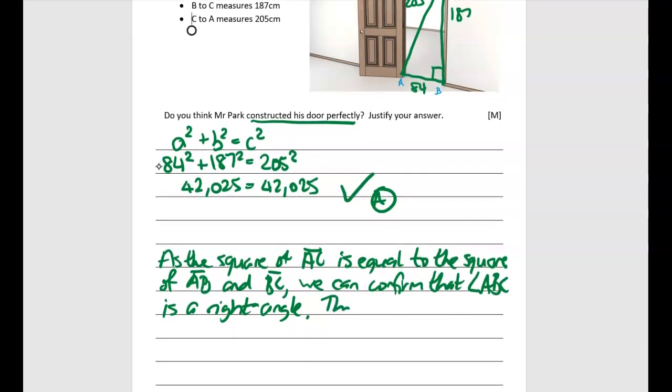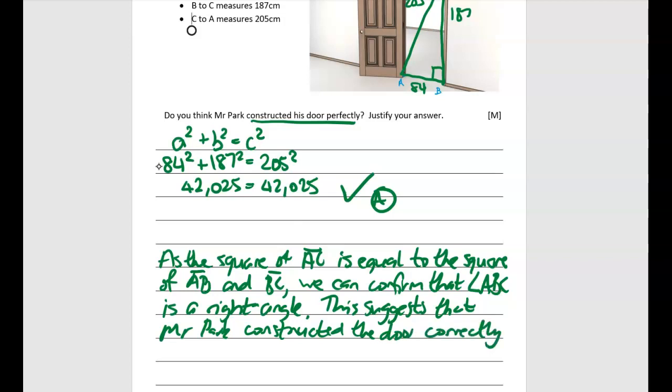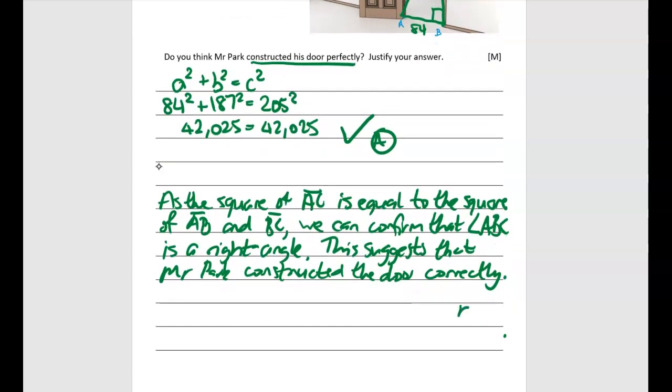This suggests, so now we're linking it back to Mr. Park. So what does this tell us, or what does this tell Mr. Park? This suggests that Mr. Park constructed the door perfectly or correctly. So if you were able to link it back to context, I gave you a merit mark. It didn't have to be as full out as I described it to get that mark, but there we go.